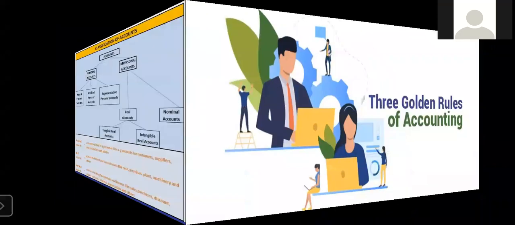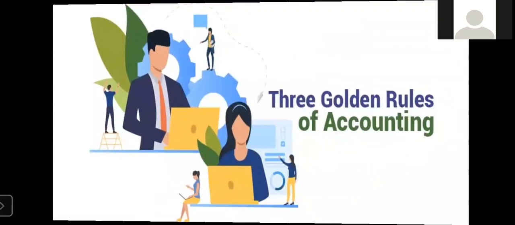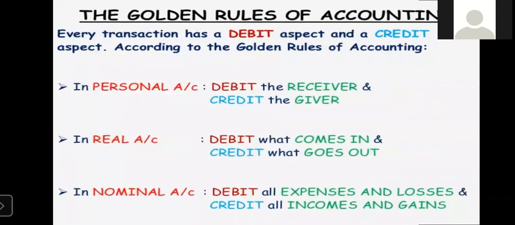Next is the three golden rules of accounting. The golden rules of accounting. Every transaction has a debit aspect and a credit aspect. According to the golden rules of accounting, in personal account, debit the receiver and credit the giver. In real account, debit what comes in and credit what goes out. In nominal account, debit all expenses and losses, credit all incomes and gains.